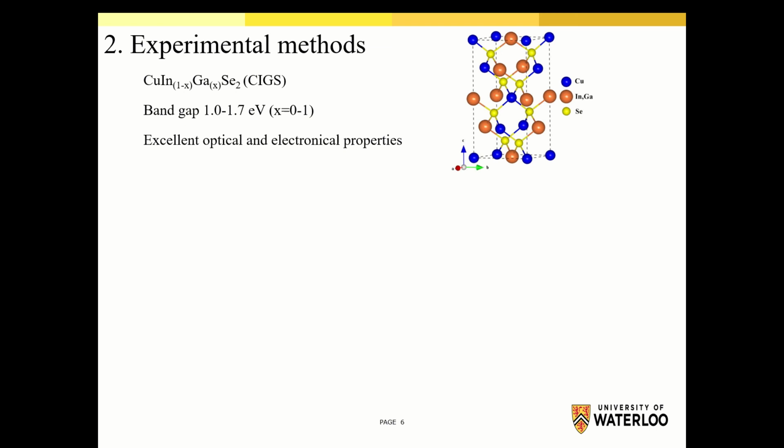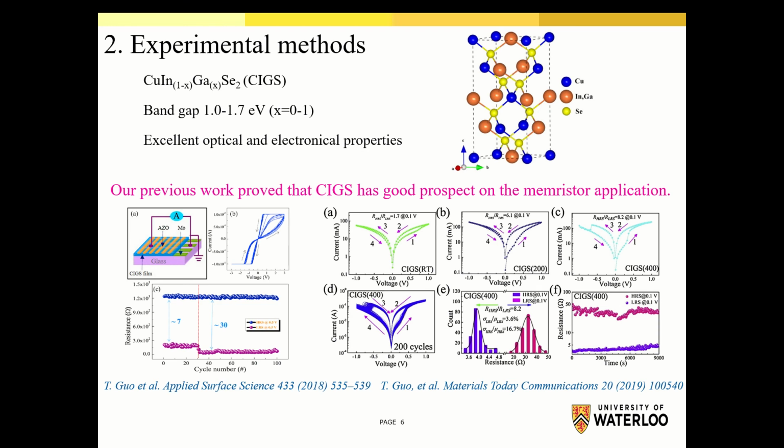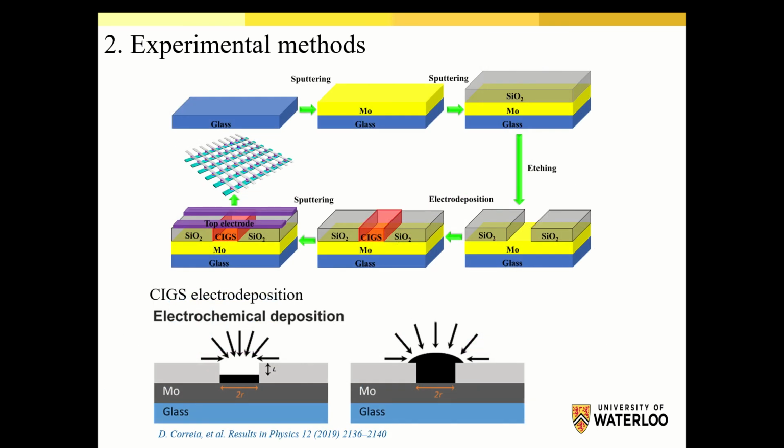To fabricate the memristor device, we will use CIGS as the active layer because, according to our previous work, we found that CIGS has good prospects for memristor application. The patterned dielectric thin film is fabricated first, and then we use electrodeposition to fabricate a localized CIGS thin film to realize the bottom-up process.